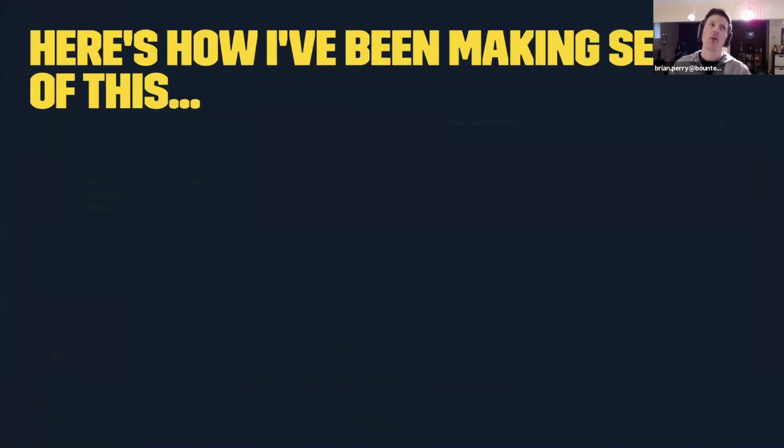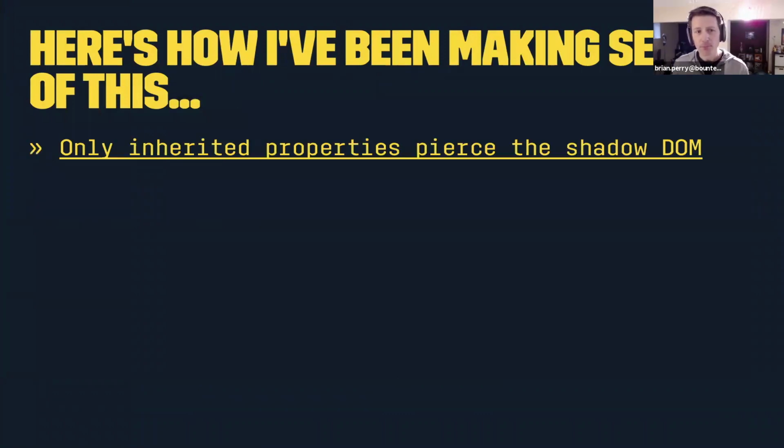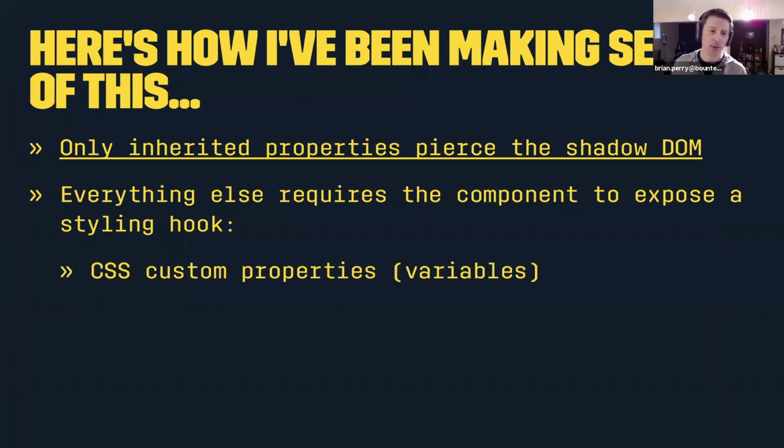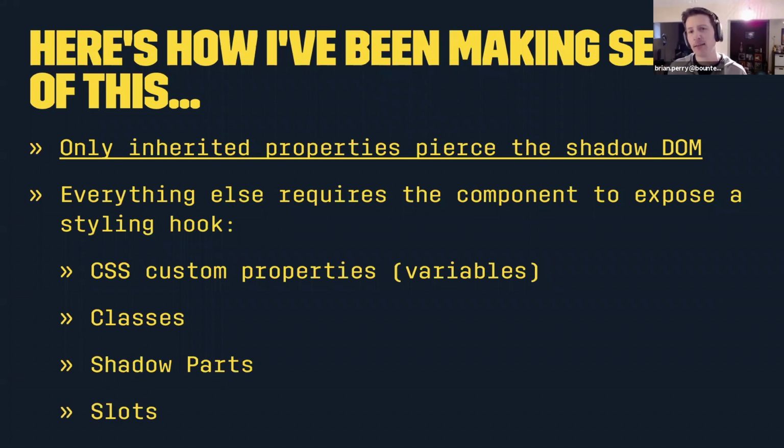But walking through all those examples, here's how I've been trying to make sense of it. In general, the biggest thing is that only inherited properties can pierce the shadow DOM. Those are the only things that come in. Everything else requires you to open up some sort of styling hook intentionally. So there were all the things we looked at: CSS custom properties, classes, shadow parts, and slots.